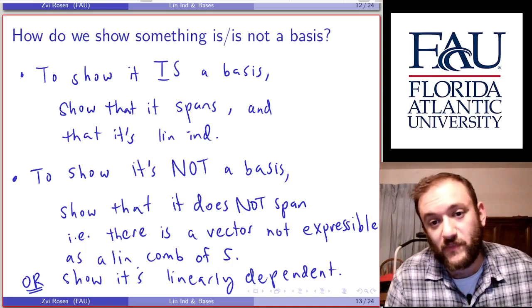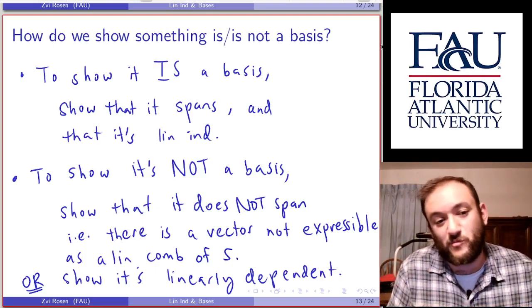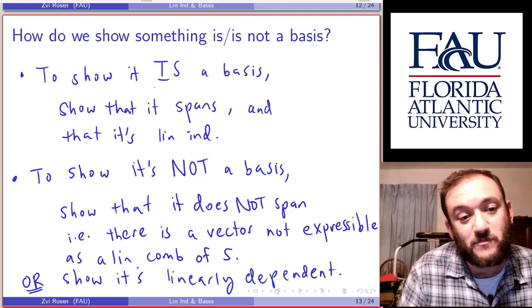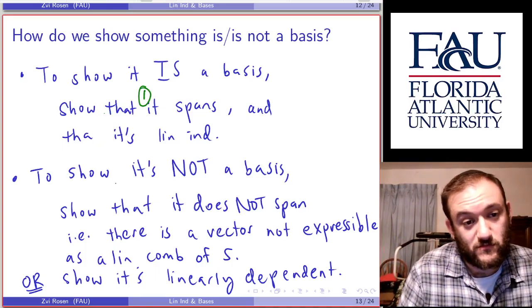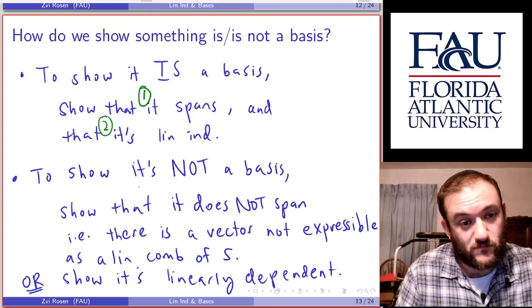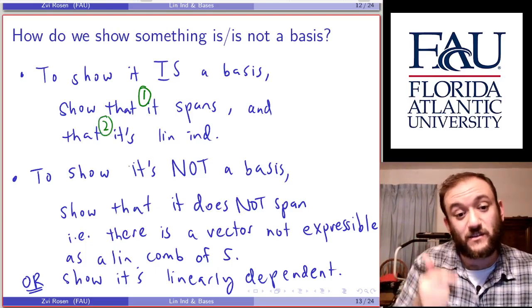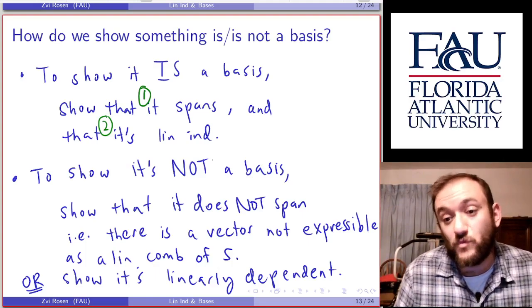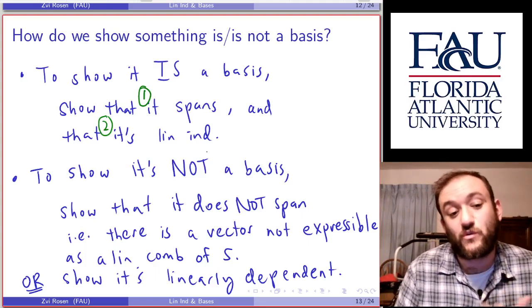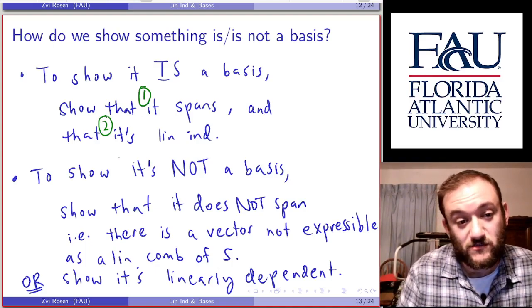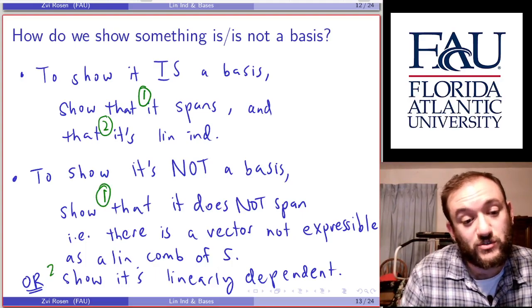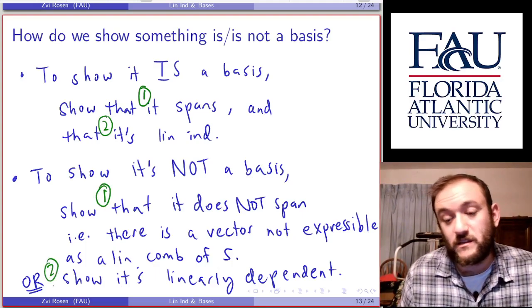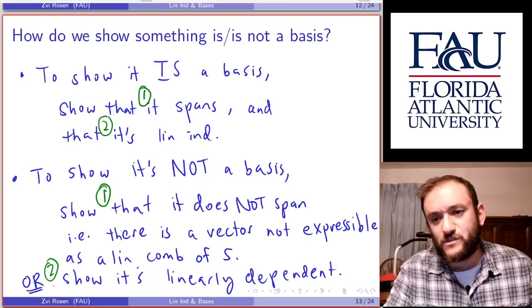Okay, so as is always the case with proving a statement or proving its negation, when you're proving the statement, you have two things you need to prove. So you need to show it spans and it's linearly independent. Whereas if you want to show the negation, you only need to show one of two things: one, that it does not span, or two, that it's linearly dependent. Okay, now let's try and apply that.